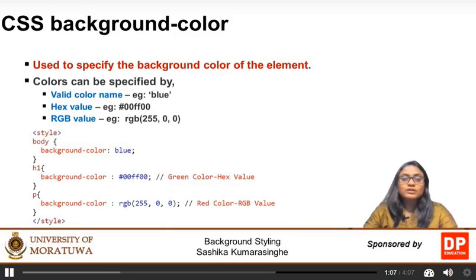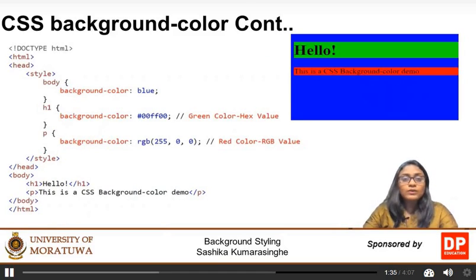Here in this example, you can see that the background color has been set to blue in the body section, and there a valid color name has been used. The background color of the H1 element has been set to green, and it is specified by the hex value of the green color. The background color of the P element has been set to red, and it is specified by the RGB value. Here you can see how it looks when you apply background colors to these HTML elements.